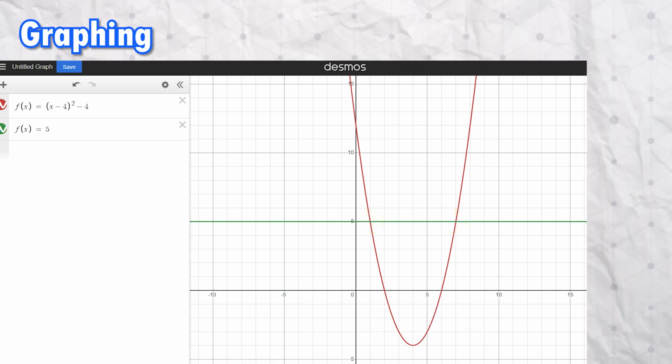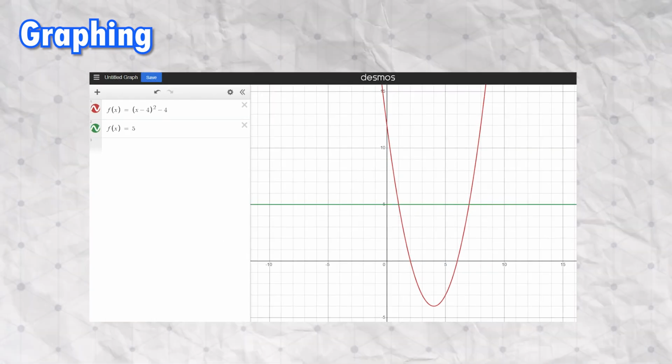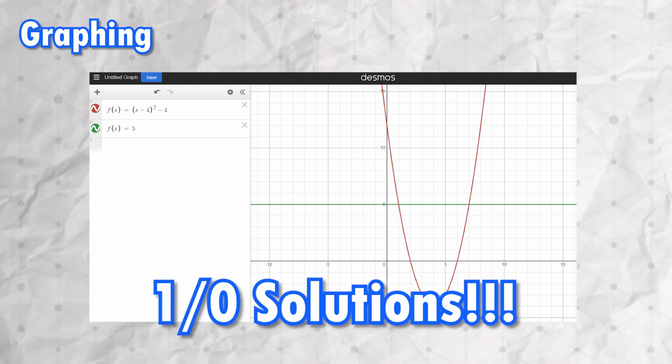Easy, right? Now, with everything, there are different cases. We've just reviewed 2 solutions. You can also get one solution or no solutions. Let's explore each one.